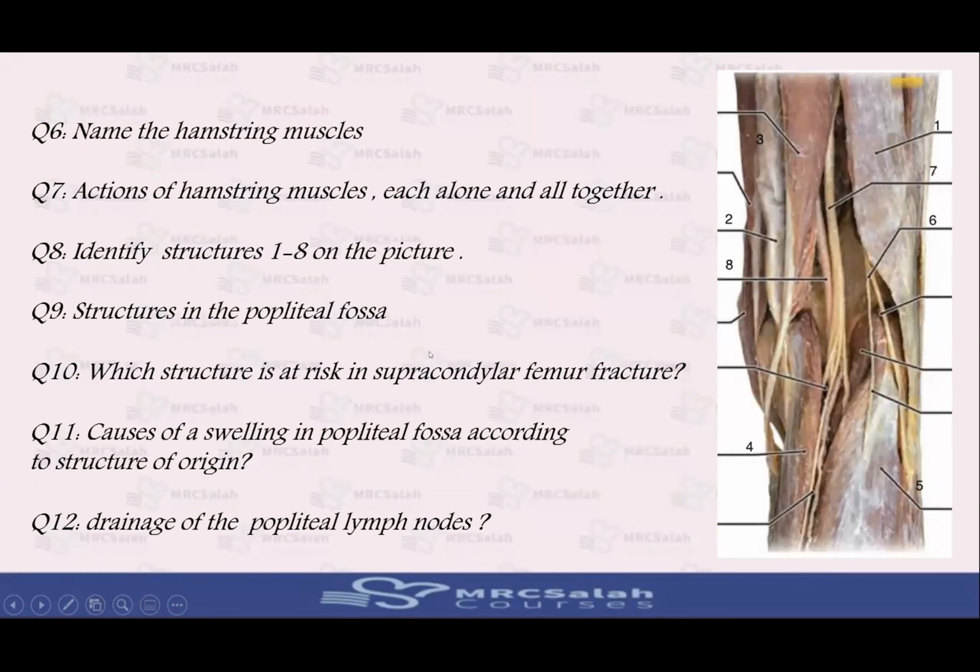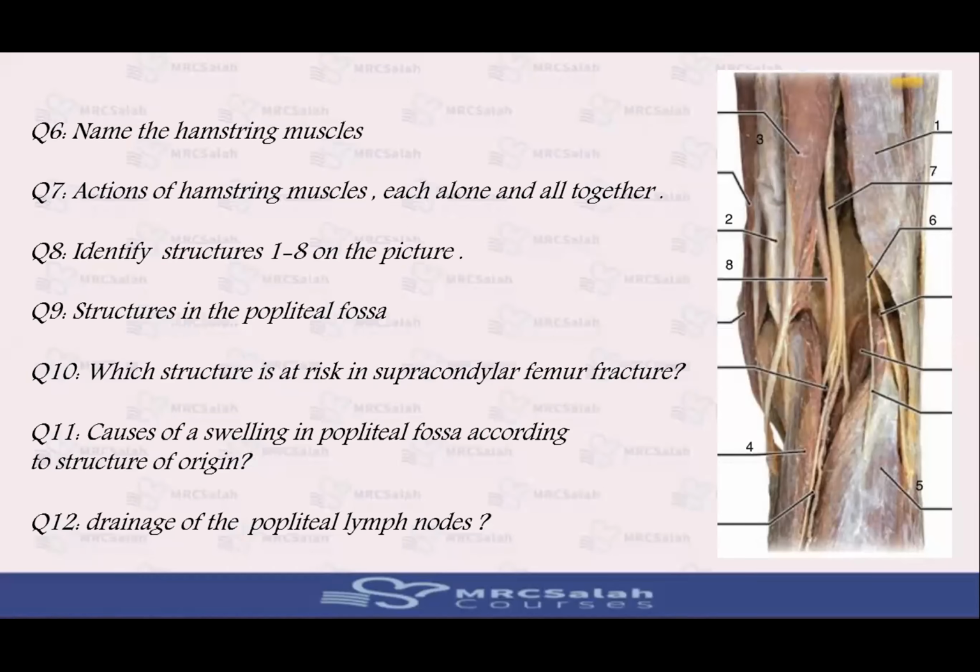Name of the hamstring muscles? We have the semitendinosus, semimembranosus, and the biceps femoris. Okay. Action of the hamstring muscles, each alone and all together? All together, they flex the knee.